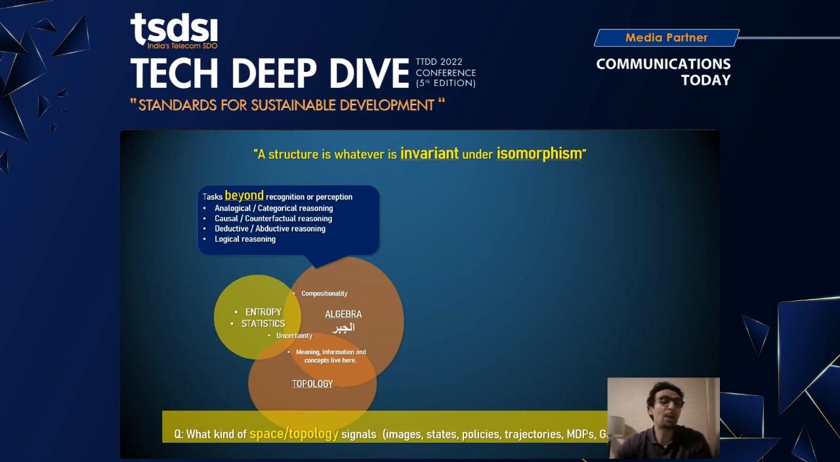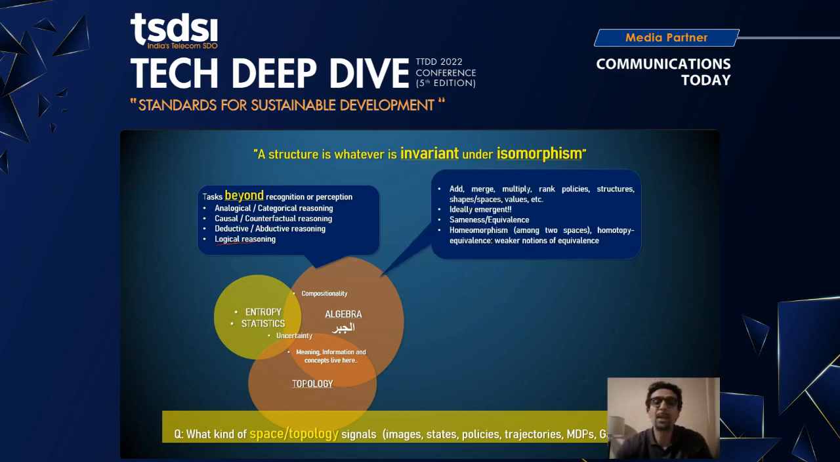And here the tasks are obviously about reasoning. How do you reason causally? How do you reason counterfactually? How do you reason logically? So logic also has an important role to play in 6G, and we haven't seen that yet in any of the current white papers. As I said, algebra is about merging, multiplying policies. If you are using policy gradients, how do you take two policies and merge them together to create a new policy, reflecting an environment that you have not seen in the data?